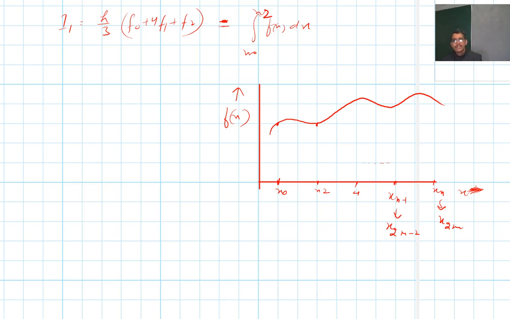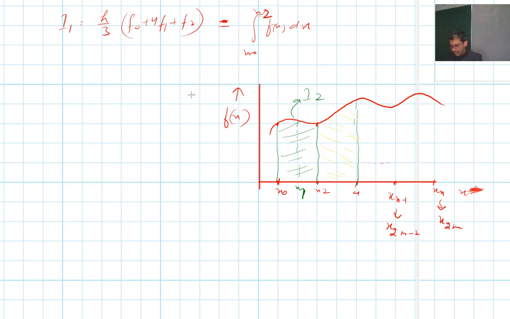Keeping this in mind, midway there is another point, x1. Here is the region whose integral we call I1, and similarly for the next region it is I2, and so on. We keep on evaluating all these integrals.